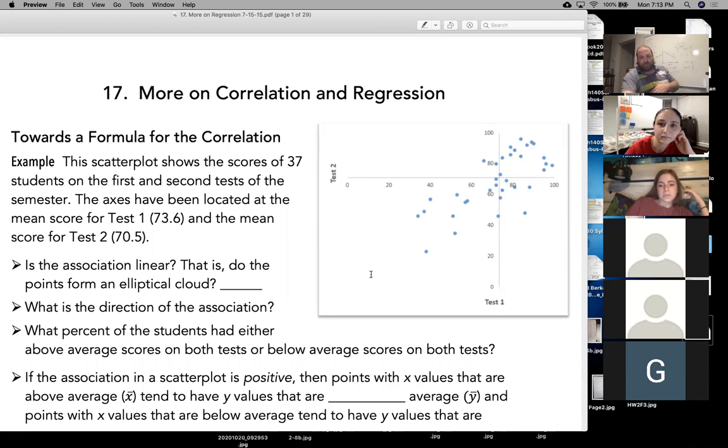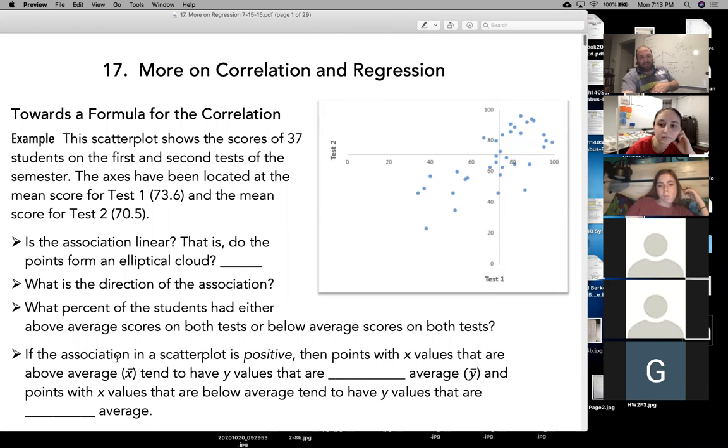But anyway, the point is that the majority of them are either here or here, and that's going to matter. If the association in a scatter plot is positive, then points with X values that are above average tend to have Y values that are above average. And when they have X values that are below average, they tend to have Y values that are below average, right? If it's linear, we expect a plot that goes like this, which means we expect lots of points over here and lots over here, and not so many there and there. So either both X and Y above or both X and Y below, but not really one above and one below. Otherwise, if it went the other way, it would be a negative correlation.